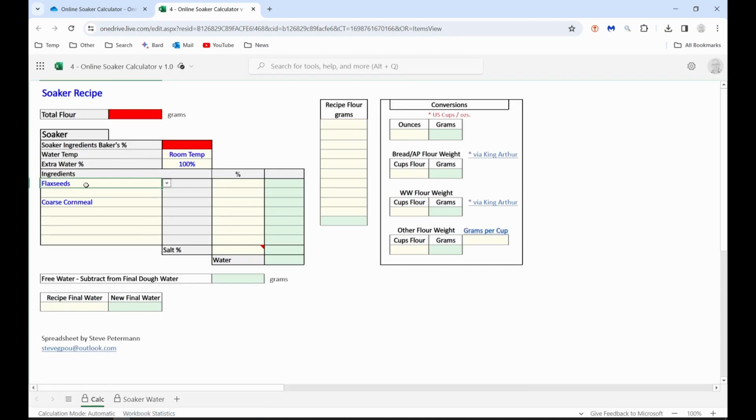Oops, forgot to do these. Okay. So that's how you can access these spreadsheets and save them to your printer or a PDF. Okay, I think that covers the online version of the Soaker recipe calculator.